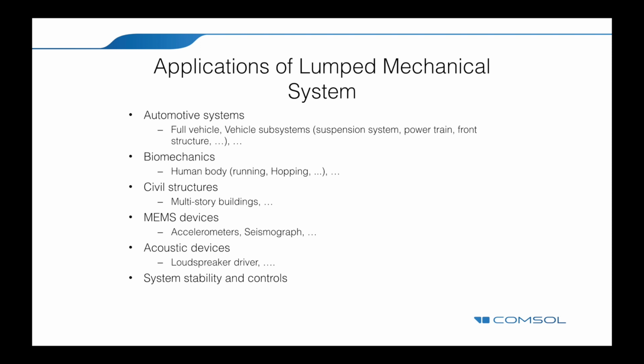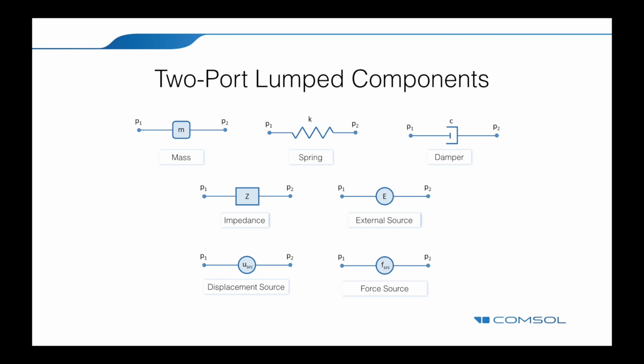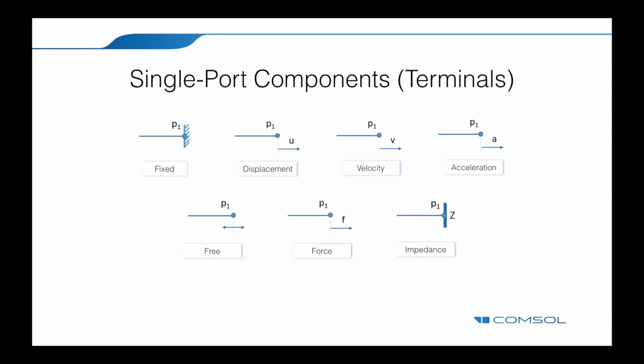There are so-called two-port components like regular mass, spring or damper components. You can add impedance parts to your model, and there are the so-called external sources, displacement and force sources, that can be extended in your model. And there are single port components like a fixed node and a displacement node, but you can also add other nodes to your model. It can be a free node or a force node as well. We will use some of these terminals in the upcoming demos.